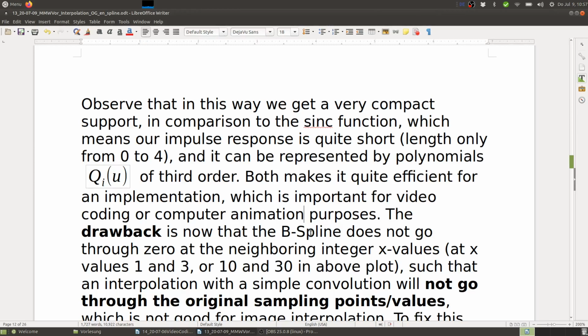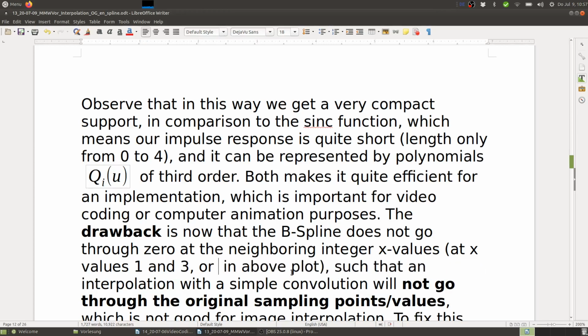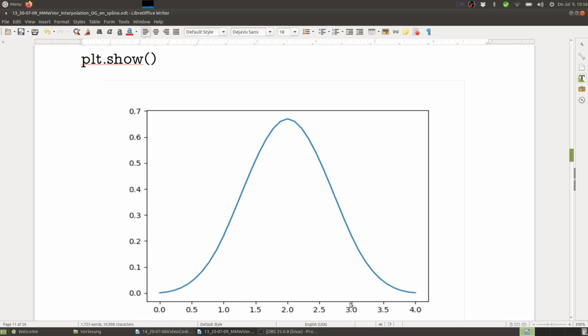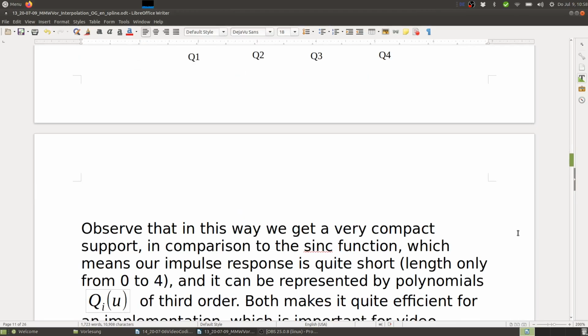Yeah, so the drawback is now that the B-spline does not go through 0 at the neighboring integer x values, as we saw, right? Unlike the sinc function, which was 0 at all the neighboring integer x values, this one stays above 0, right? So at x values 1 and 3 in the above plot, as you can see here, it's non-zero. It looks like, you know, between 0.2 and 0.3.